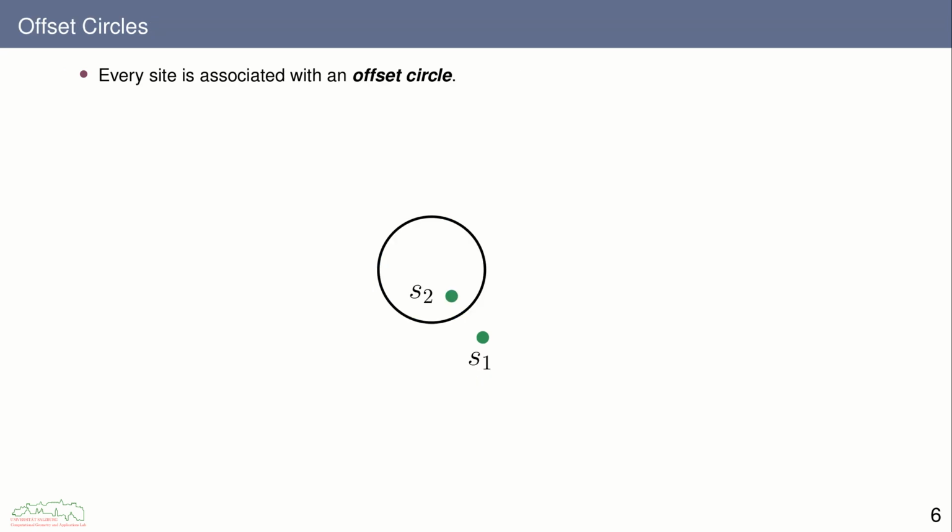The fundamental building block of our strategy are the so-called offset circles. Every site emits exactly one offset circle that expands over time. The offset circle of a site S at time t includes all points of the plane that are in weighted distance t to S. Hence, the higher the weight of a site is, the faster its corresponding offset circle expands. Down here, we see two sites, S1 and S2, in which S1 is higher weighted than S2. The corresponding bisector, which is just the circle, is shown in black.